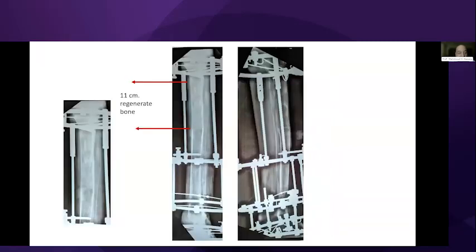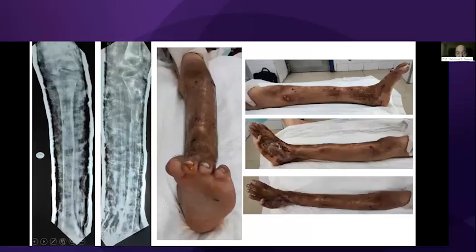This is at the end of treatment. Before frame removal, we can see the regenerate of more than about 11 centimeters from internal and external lengthening. This is more than 40% of the initial length of the tibia, and a very nice tibial fusion. No skin graft or bone graft was used in this case.